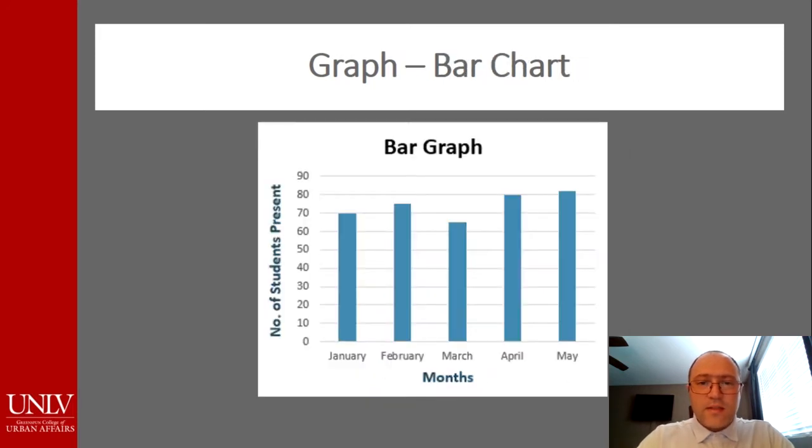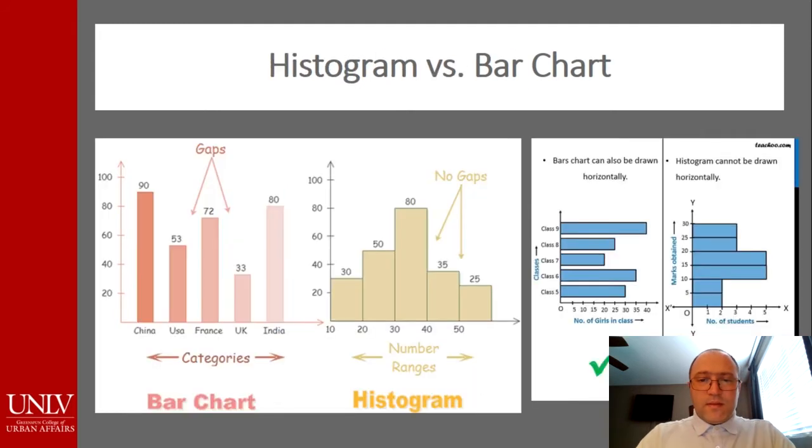The second case is the bar graph. In the bar graph, we can display categorical data. For example, in this case, you can see the number of students present based on the month. There are some critical points between a histogram and a bar chart. The main difference between a histogram and a bar chart is the type of data.